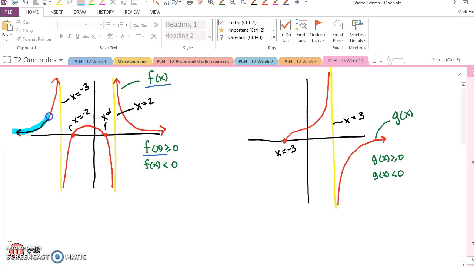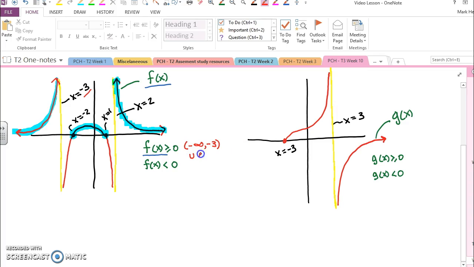This is greater than zero, zero being the x-axis. This is greater than zero because it's above the x-axis, and so is this. We wanted greater than or equal to zero, so we'll also include where it's equal to zero right at the zeros. So if I was going to describe this, I would say from negative infinity all the way up to -3, but not including -3 because there's an asymptote there.